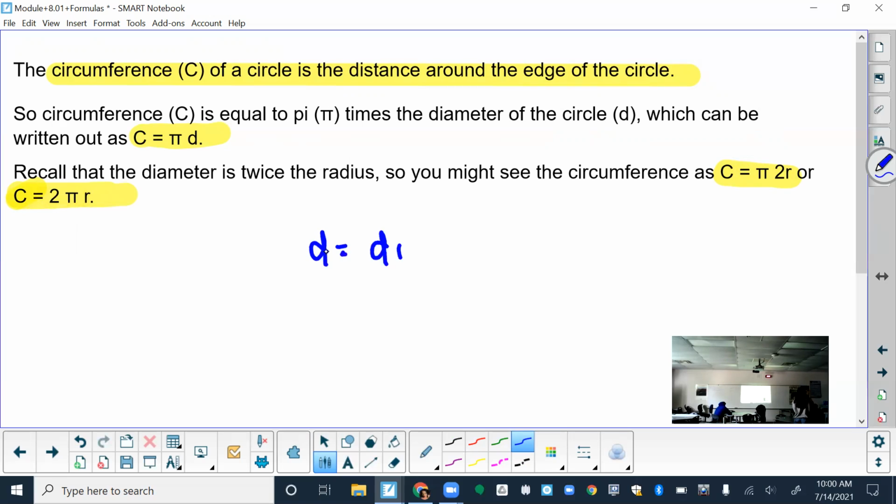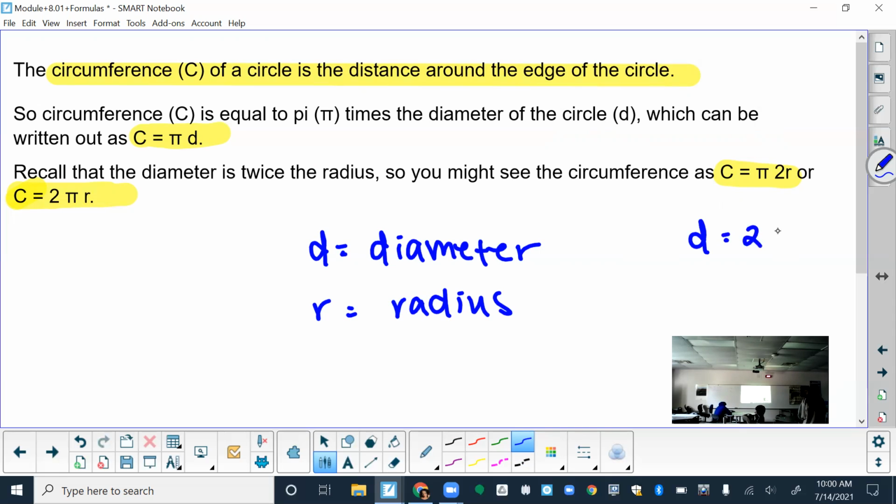D you can write for diameter so you don't get confused. R is for radius. And remember that diameter is equal to 2 times the radius.